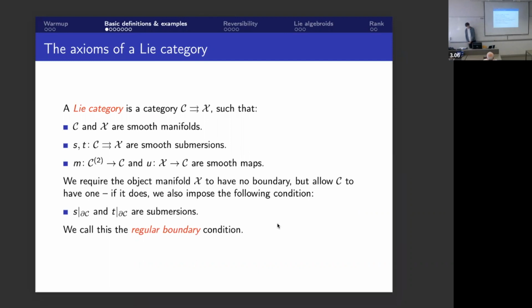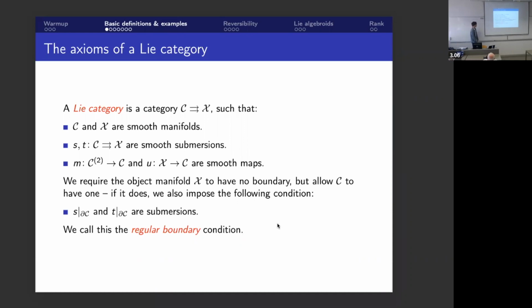Before shedding some light on why we are having this second requirement here, let us only mention that we are going to always require the object manifold X to have no boundary, but allow the set of all morphisms to be a manifold with boundary.